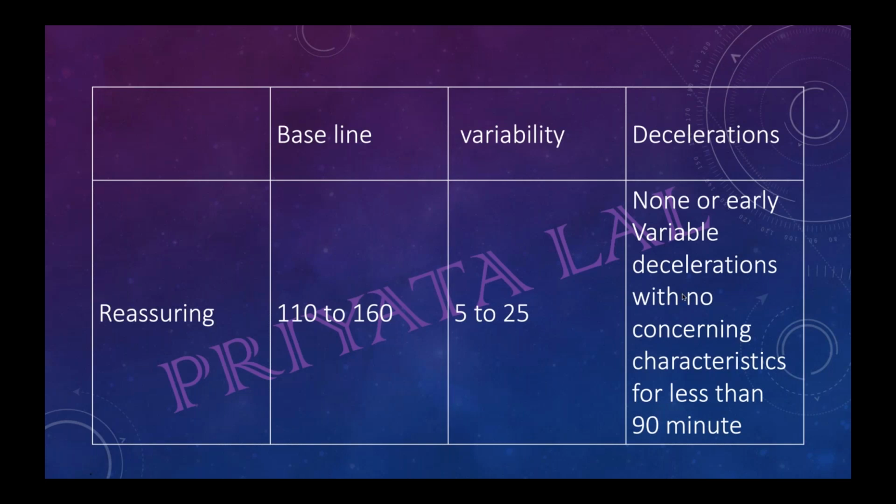Okay, so now in your CTG, you will find many times there will be variable decelerations, then no need to worry. If the variable decelerations are there, but no other features are there, and the CTG is less than 90 minutes, then you will mark that as reassuring. Fine. So this you have to remember, that's all.